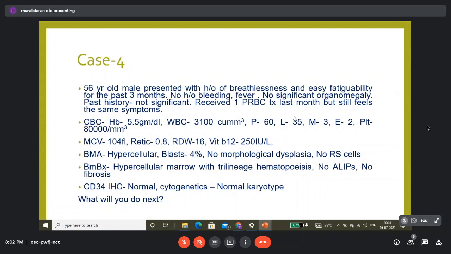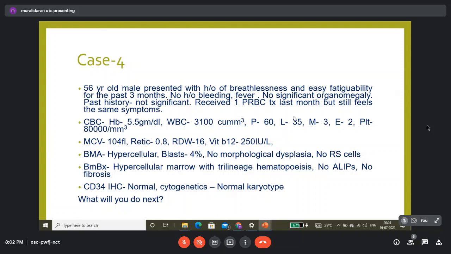So my first diagnosis will be, clinically, MDS. So I undertook a bone marrow. Bone marrow showed hypercellular bone marrow. Blasts were 4%. There is no dysplasia. There is no ring sideroblast.